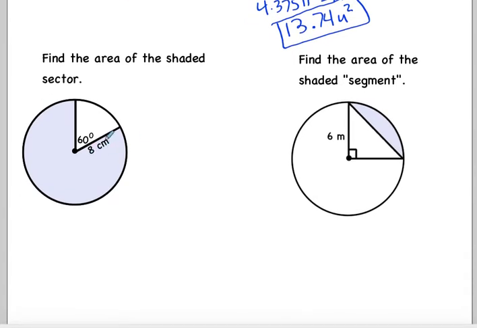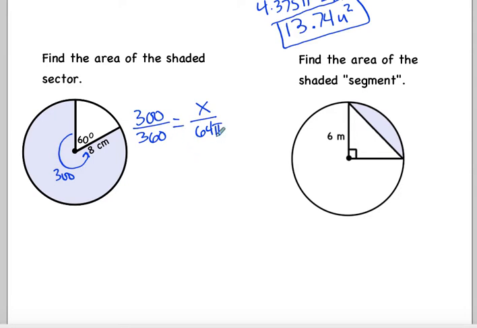Here we have a radius of 8 centimeters. This angle is 60 degrees, but the shaded part is the rest of it. So we have to think about how a whole circle is 360. Take away that 60 there, we have 300 degrees that we're working with. So 300 out of 360, part of the area over the total area pi r squared, r is 8, so 64 pi.